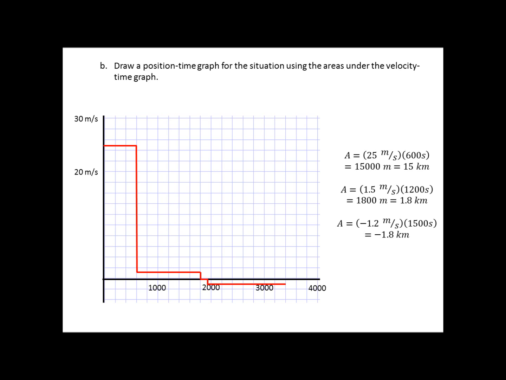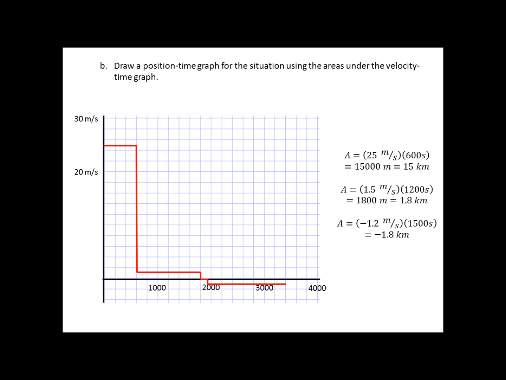Now, the chunk where he's at the gas station has no area because the height of that rectangle, the velocity, is 0. So when the velocity is 0, there's no area under the curve. So I didn't bother to show a calculation for that.